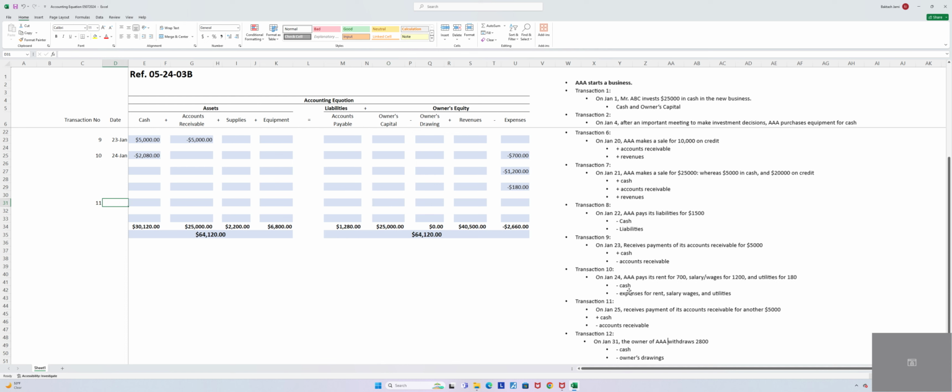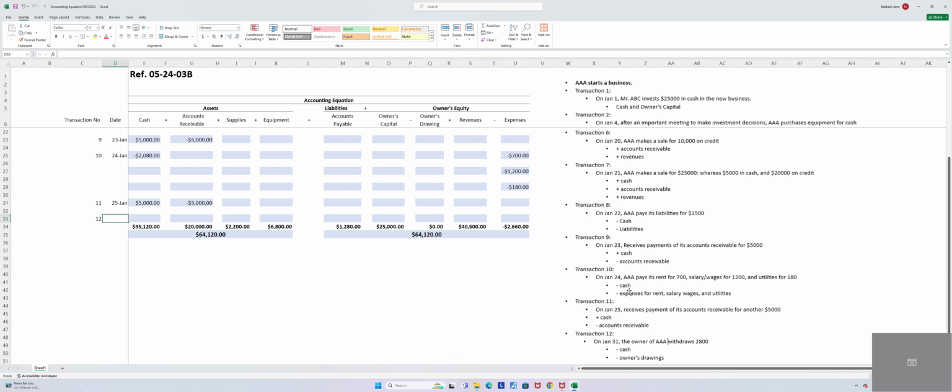Transaction number 11. On January 25th, AAA receives accounts receivable for $5,000. That's good news. So we have good customers, so they are paying on time, which is good, which is not the case most of the time. So $5,000 we received in cash, so we should also be reducing accounts receivable by the same amount, $5,000. Again, both sides of the equation are the same.